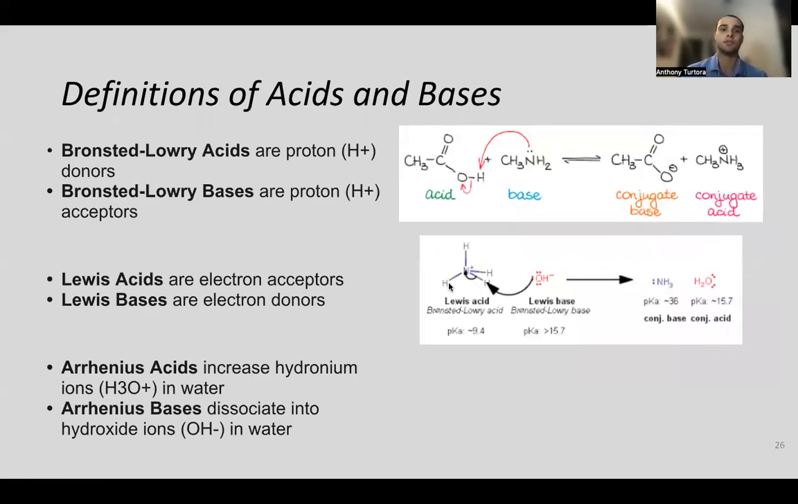So just to go over the definitions of acids and bases, we just talked about Bronsted-Lowry acids, which are proton donors. Bronsted-Lowry bases are proton acceptors. Another definition is Lewis acids, which are electron acceptors, and Lewis bases are electron donors. We also have the definitions here of Arrhenius acids and Arrhenius bases. These also aren't super important for the MCAT, but it is important just to be aware of the definition of them. So Arrhenius acids increase hydronium ions in water when dissolved, and Arrhenius bases dissociate into hydroxide ions when in water.